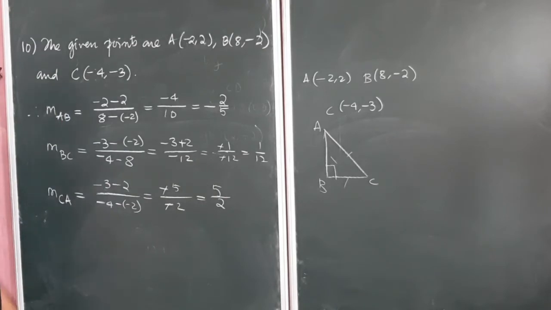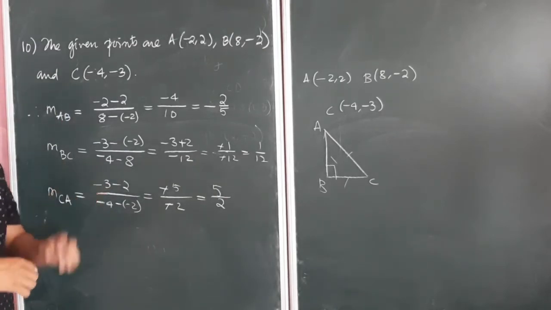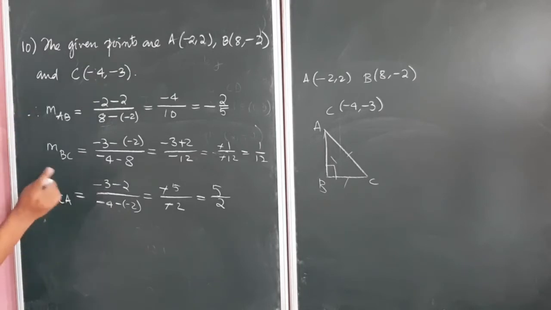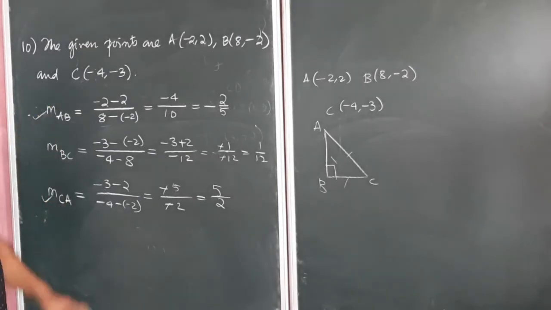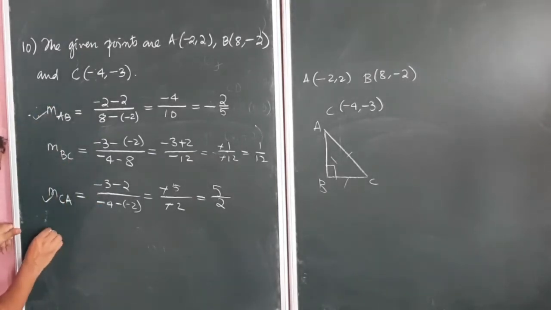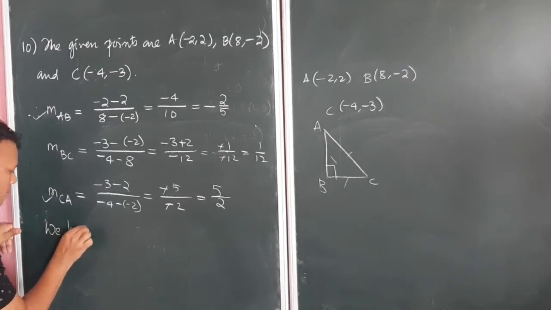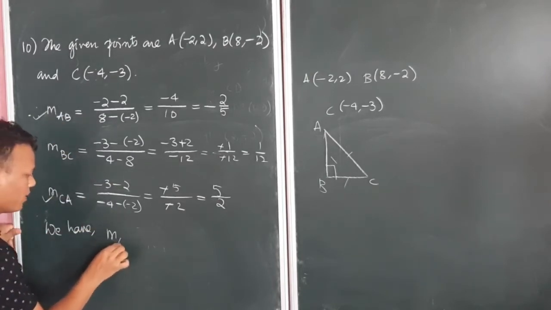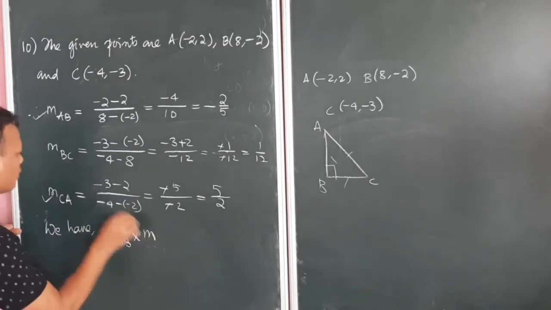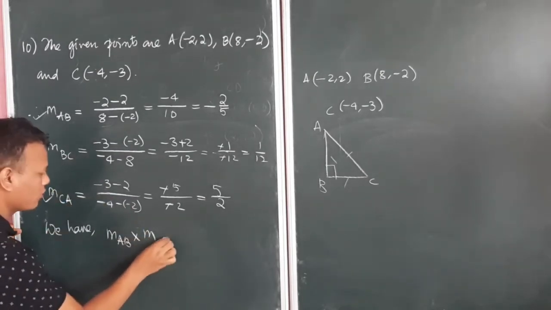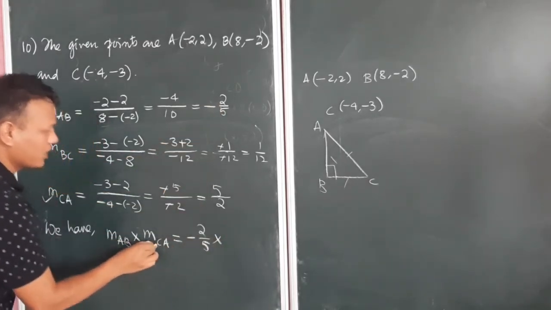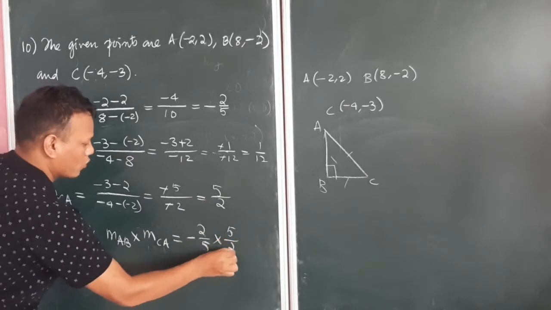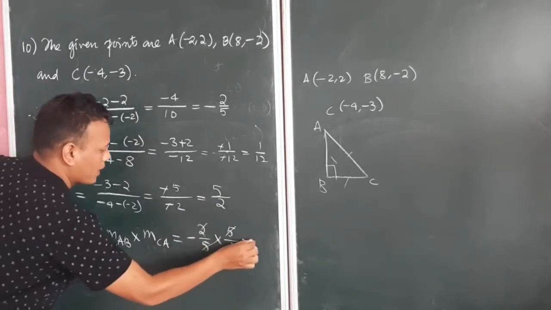Now if I ask you to choose two pairs of slopes whose product is going to be minus 1, then obviously your choice will be m of AB and m of CA, isn't it? Because I think the product of these two is going to be minus 1. How? Let us see. So we have m of AB into m of CA. What is m of AB? It is minus 2 by 5 into what is m of CA? It is 5 by 2. So if you see here, this 2 gets cancelled and we have minus 1.